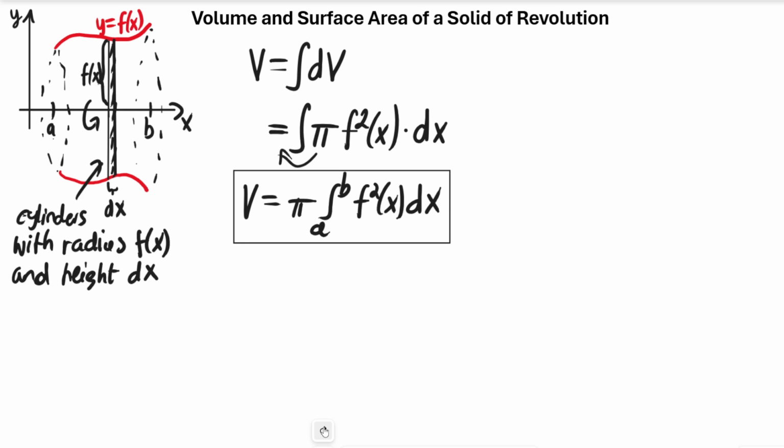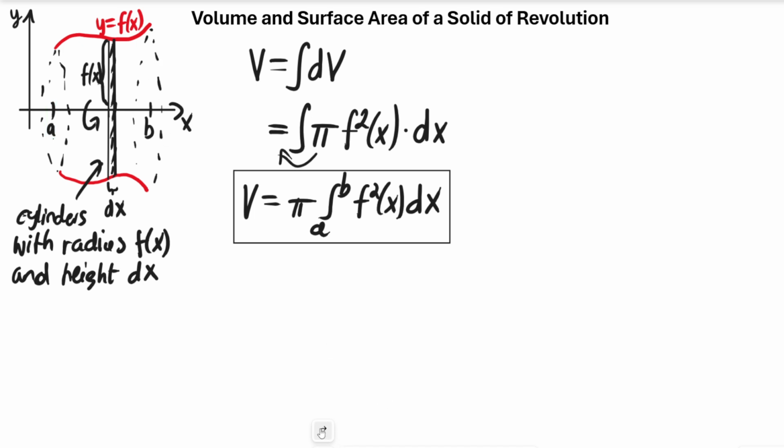Analogously, we can derive the formula for the lateral surface. So the lateral surface is everything but not the disk at the starting point A and not the surface of the disk at the starting point B. So if this is like whatever, a cup, then without the bottom and also without the top.